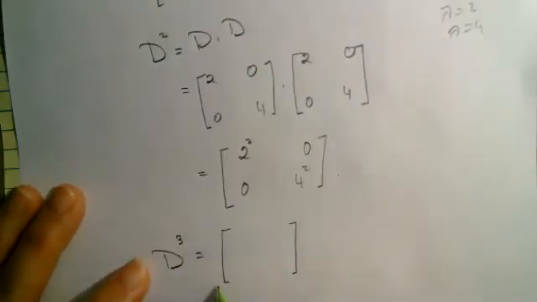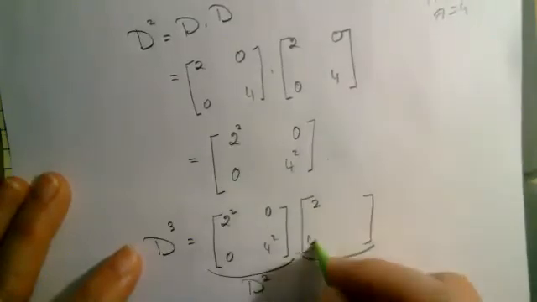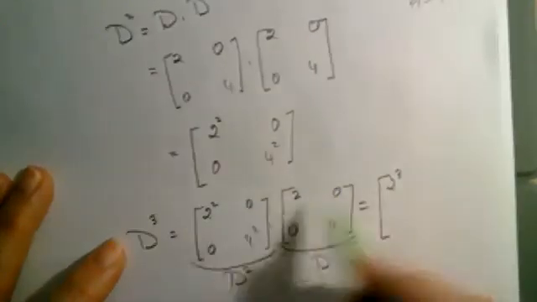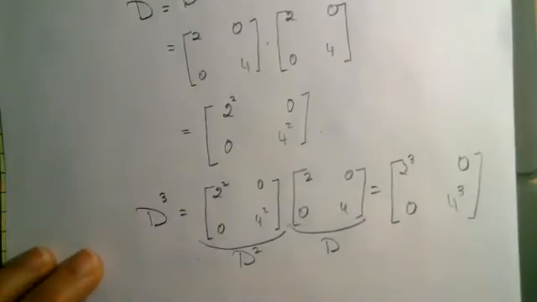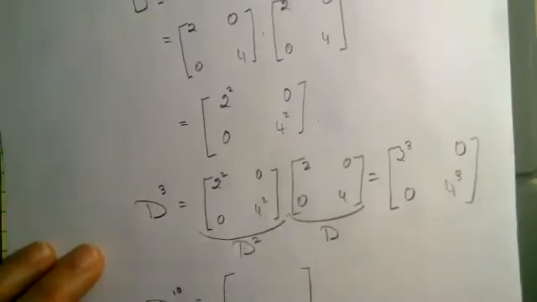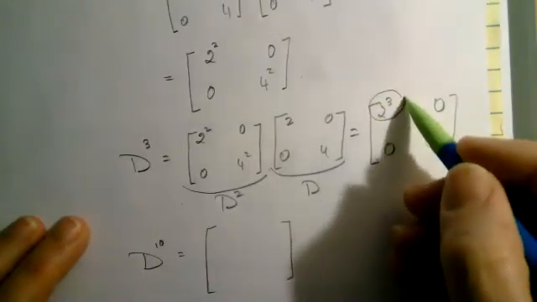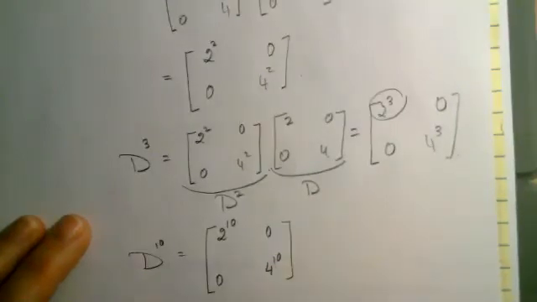Okay, let's take it to the power 3. What do we get? It is D times D times D, or D squared times D. We multiply them. We get 2 to the power 3, 0, 0, 4 to the power 3. So what is the pattern? If I want to compute D to the power 10, is it easy or hard? What's the pattern telling me? You guys can do it. You take the terms along the diagonal and raise them to the power 10. 0, 0, 4 to the power 10.